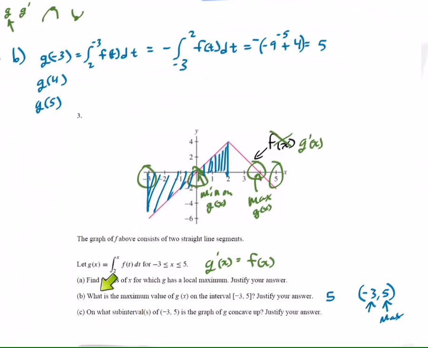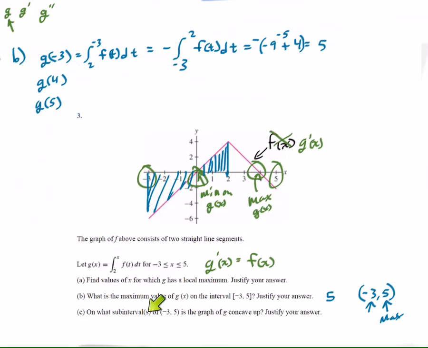All right, so the last question for this says, on what subinterval of this is the graph of G concave up? Justify your answer. Concavity. Oh, you know what it's doing now? It's trying to see if you know what G double prime means. Do you guys know what G double prime means? G double prime tells you the acceleration of G, correct? G double prime tells you the slope of G prime. Okay, you still with me?